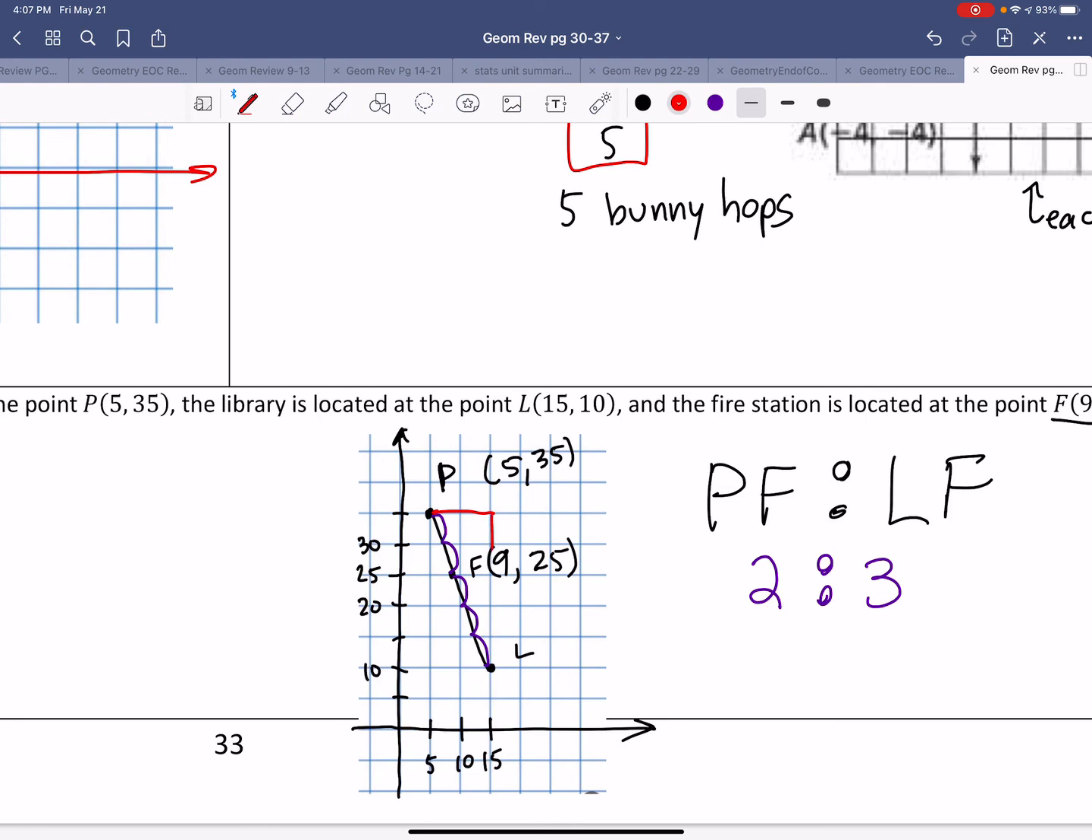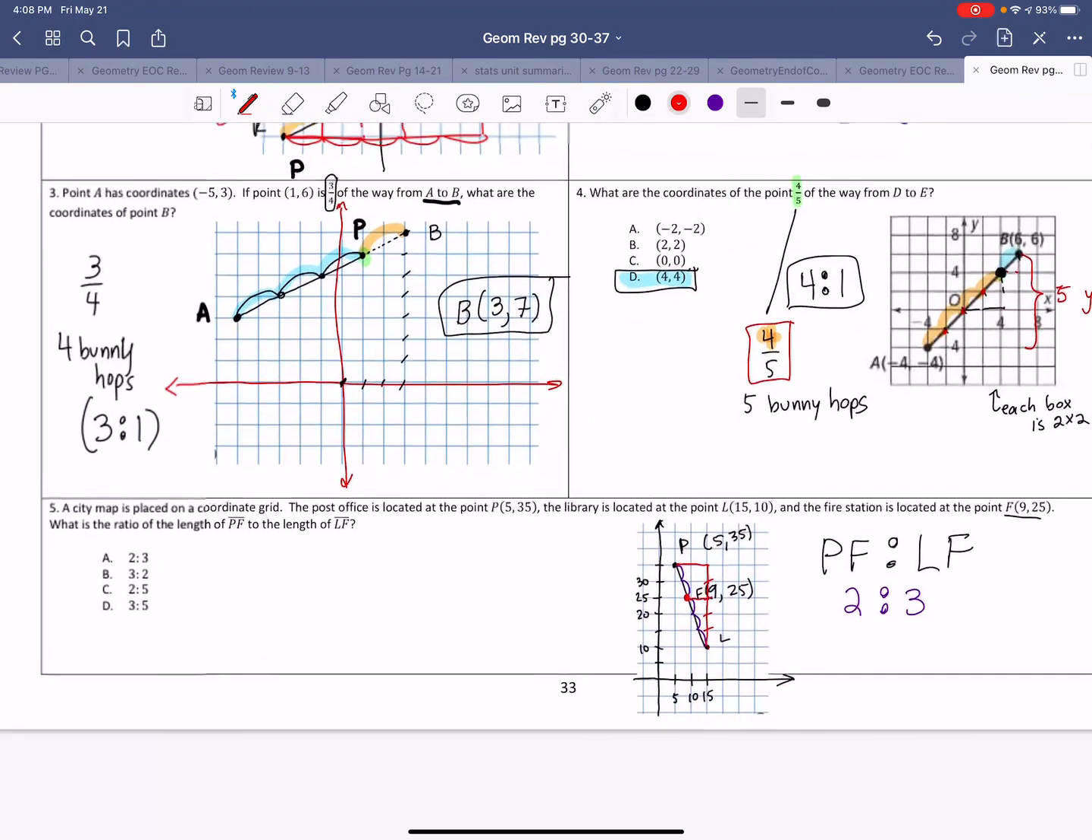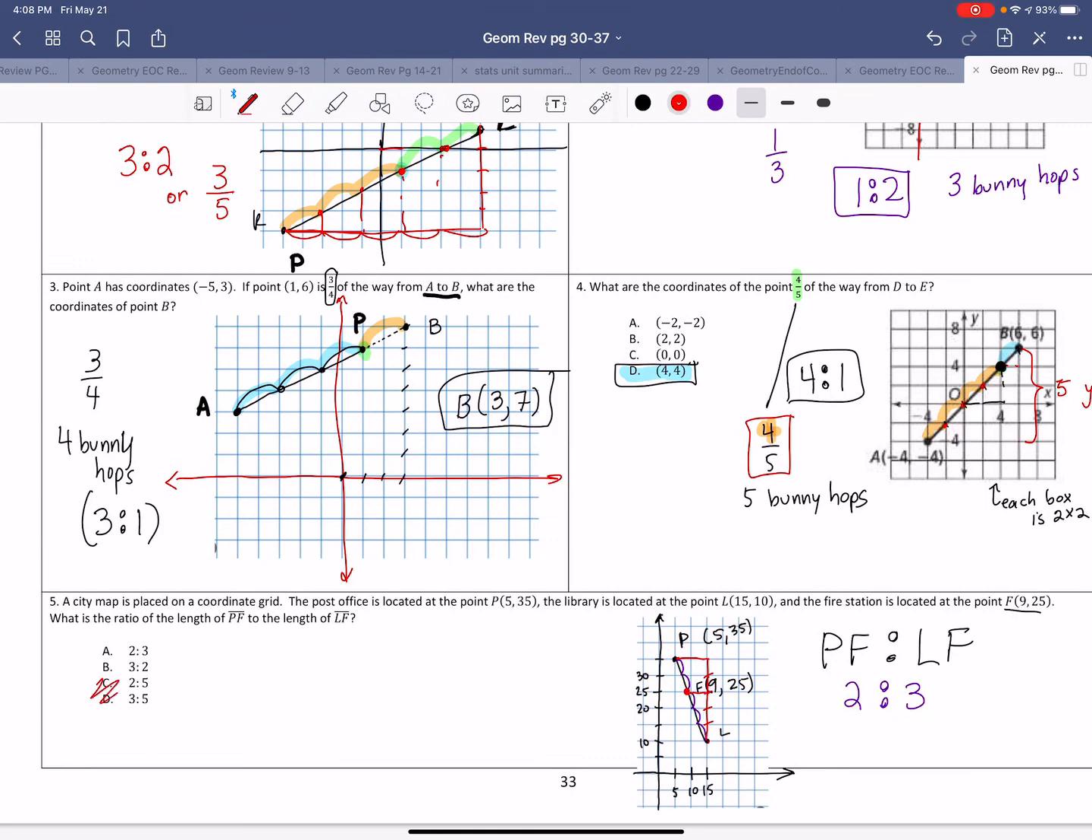Because when I cut this triangle, it's cut into 5 equal pieces, and this traces over to 2/5. 2/5 of the way there, but I don't want to pick 2/5 because they asked me not to list it as a fraction, but as one of these ratios.